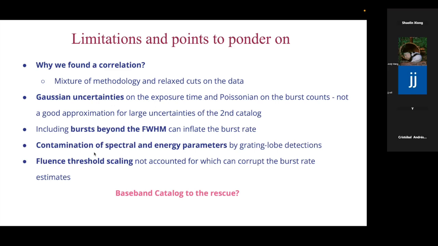Moreover, if a burst is detected in the grating lobe, we observe that the spectral and energy parameters are said to be contaminated. So the results about the spectral and energy parameters should be taken with a pinch of salt. And finally, we have not done a full fluence threshold scaling yet, which can corrupt the burst rate estimates. Although we did a quick check and we see that we still find a significant correlation there. So maybe the baseband catalog could come to the rescue.